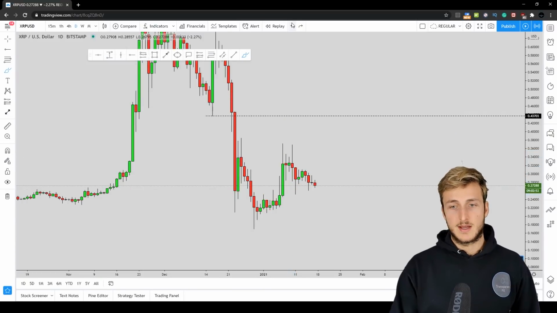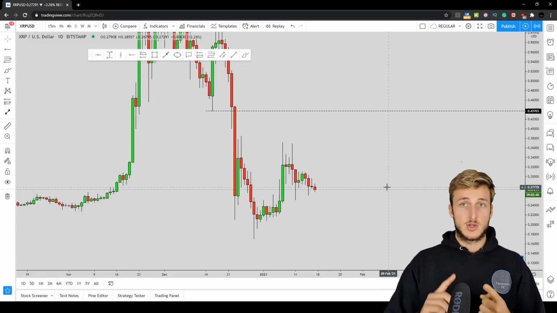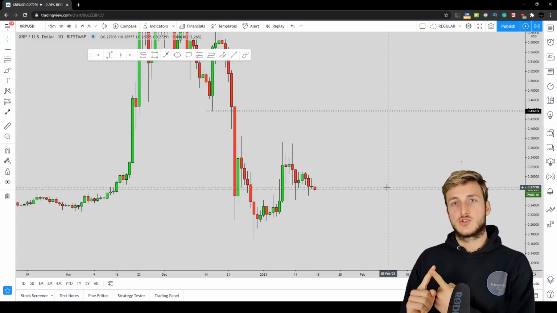Now, here on the daily time frame, we have a quite interesting situation. Now, we have already identified that on the monthly time frame, we have strong demand.